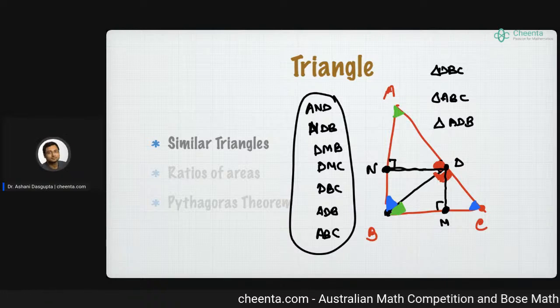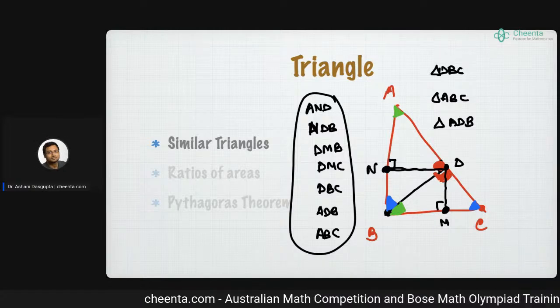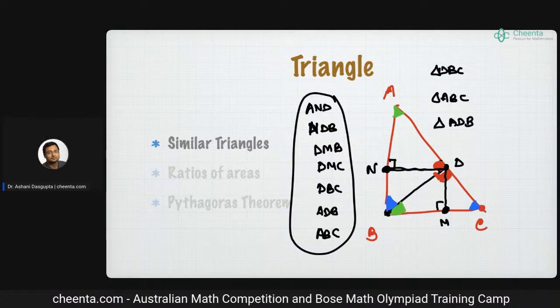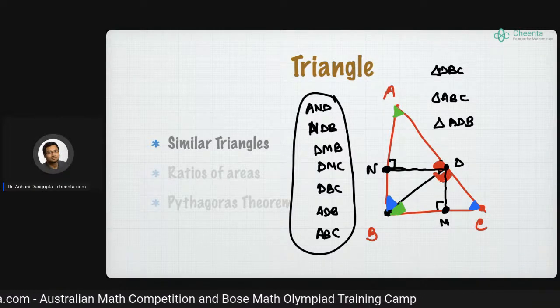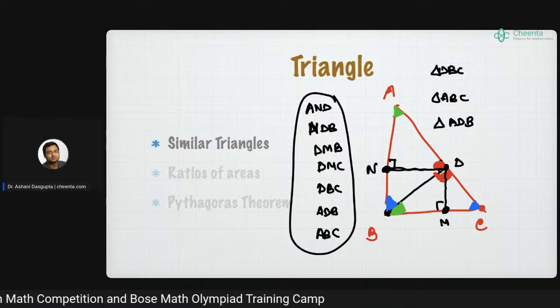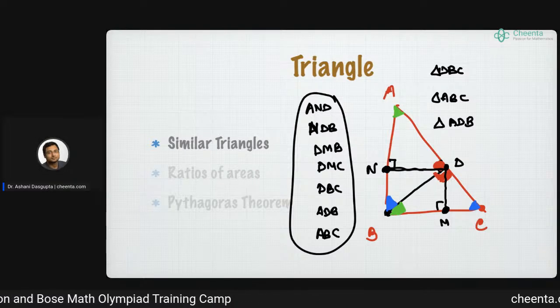Wow, this one is nice. In fact, maybe one of you can make a problem out of this property. What if you keep on doing this, and how many similar triangles will you get at the end of the process?